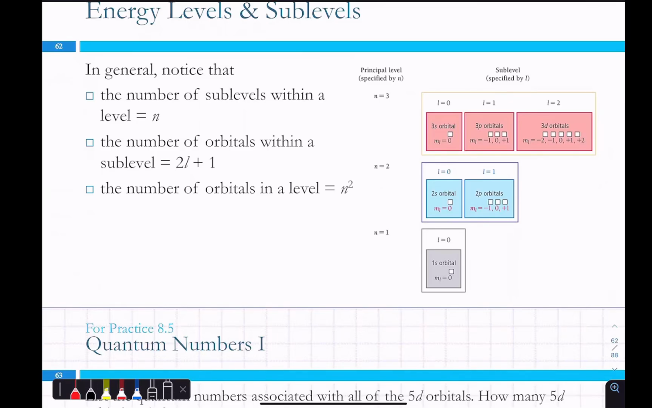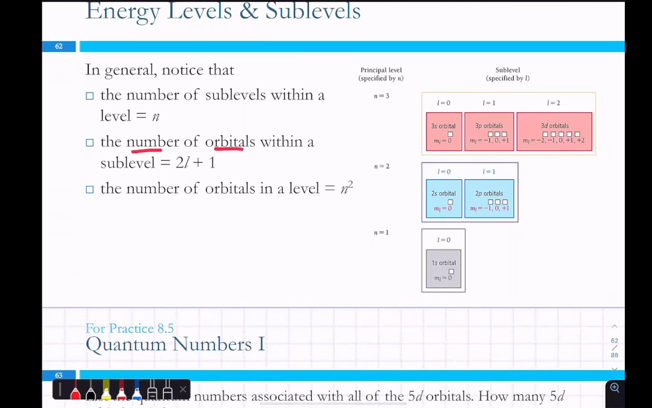So number of sublevels within a level n. So n equals 3, there's 3 sublevels in that level. If n equals 2, there's only 2. If n equals 1, there's only 1. If we go to n equals 4, that's where you add in the f orbitals. There's 4 sublevels. So whatever n is tells you how many sublevels there are.